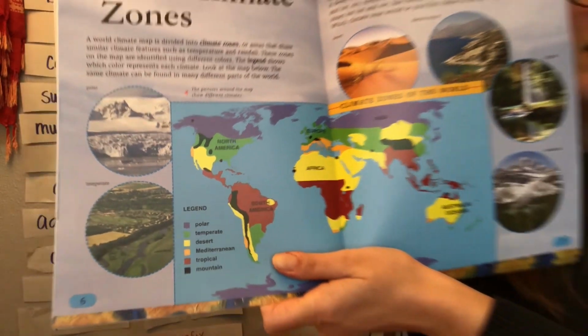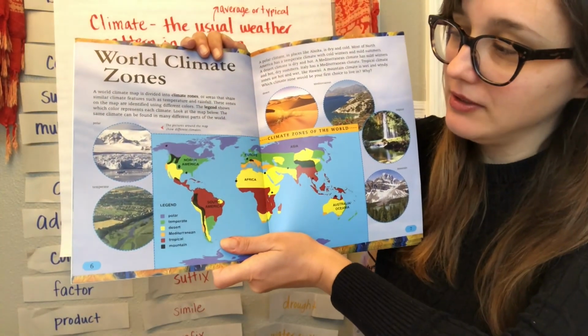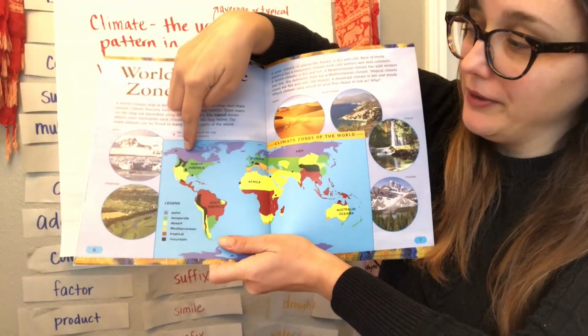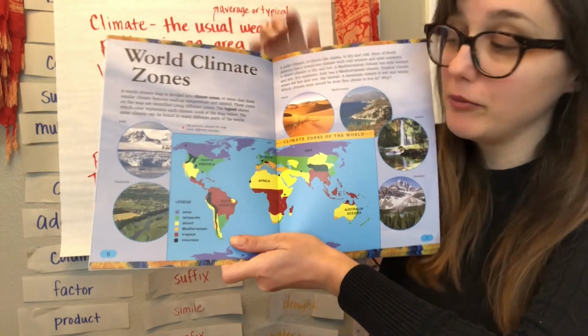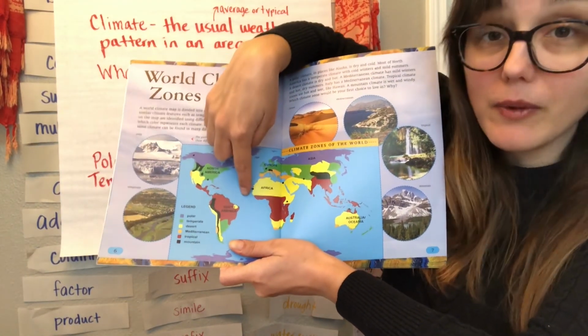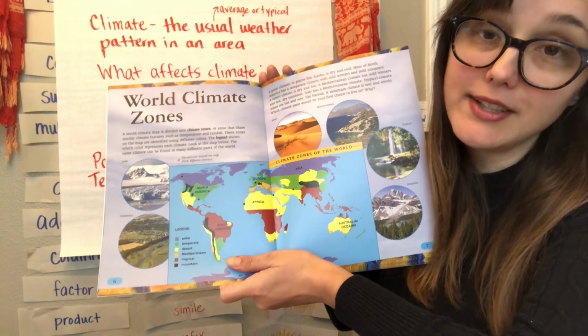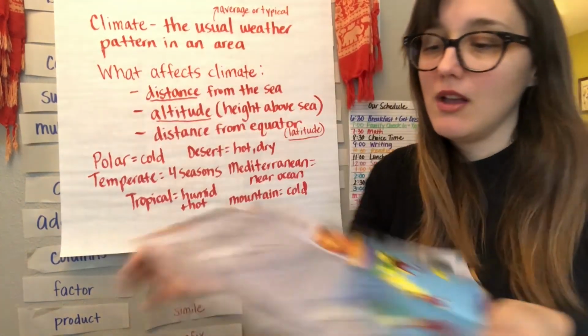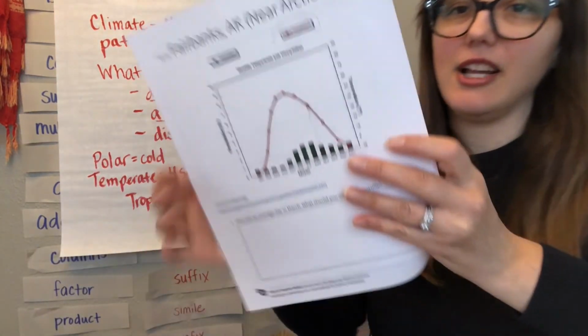What do you think? Well, the map tells us polar, and polar, remember, it's near the poles, it's far away from the equator, so you would expect it to be pretty cold. Let's take a close look at this climograph here.